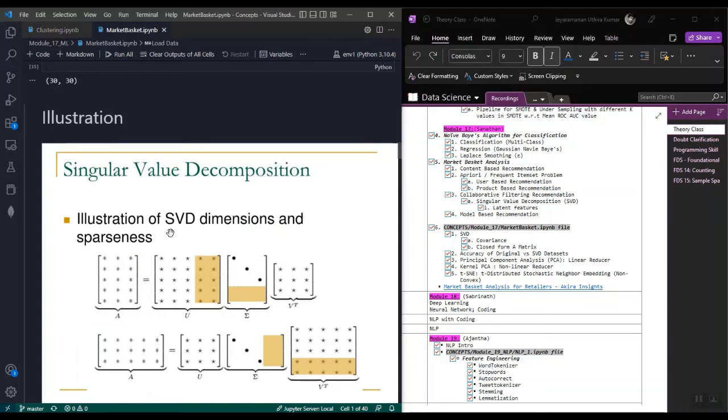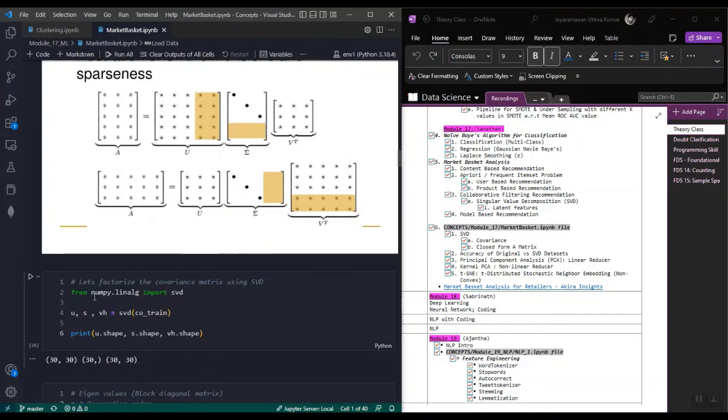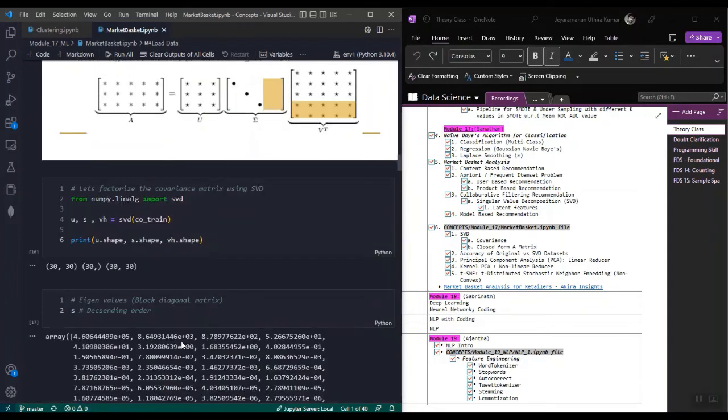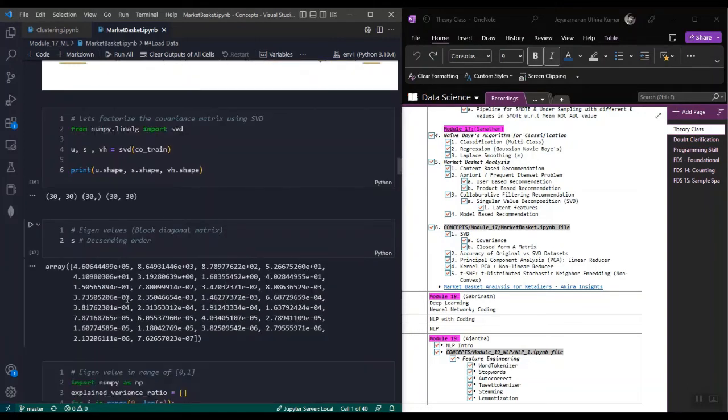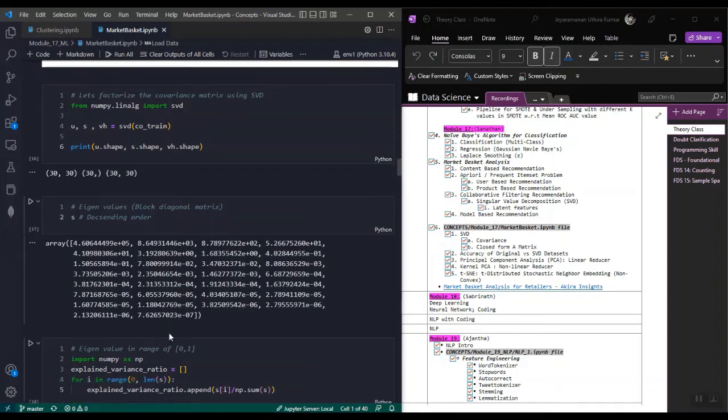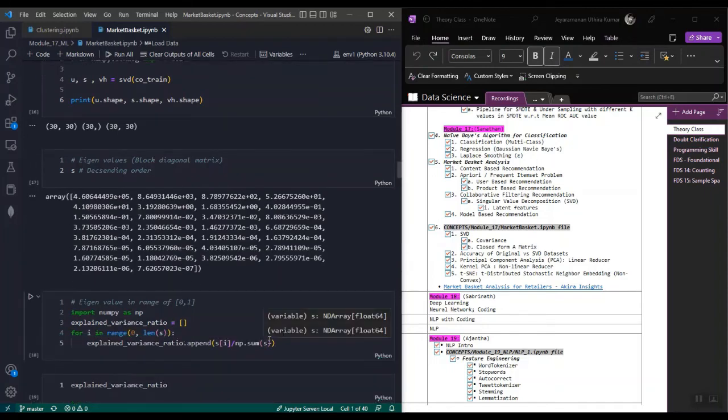So this SVD will decompose it into three matrices, as we discussed earlier, right? So what we do is we factorize this covariance A using the NumPy library SVD. So we import SVD from numpy.linalg. We pass this covariance A matrix, and this will give us U, S, and VH. What is the shape of this? U is 30 by 30, and VH is 30 by 30. Okay, because it is a square matrix, that's why it is giving like this. So the eigenvalues, that is the diagonal matrix, in descending order, are these 30 values. It is here. So it is in descending order already.